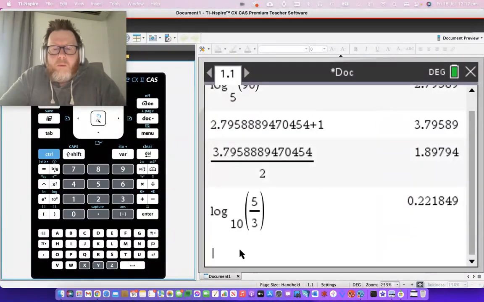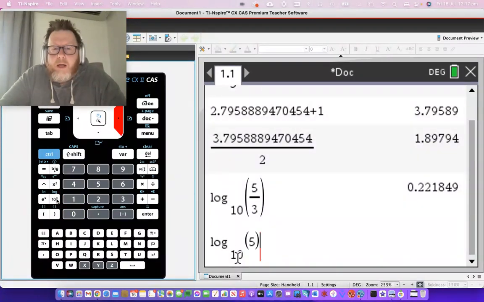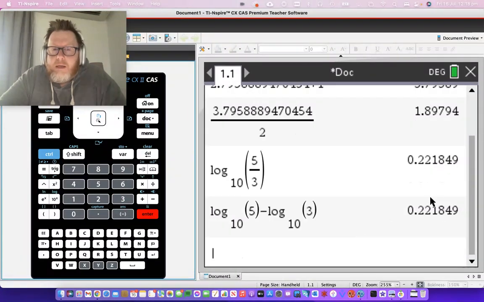I just want to point out here while I've got you, is that if I go log base 10 of 5 minus the log of base 10 of 3, we would hope it would give us the same value again. And it does. It's exactly the same value. This is just to confirm numerically that that division rule works.